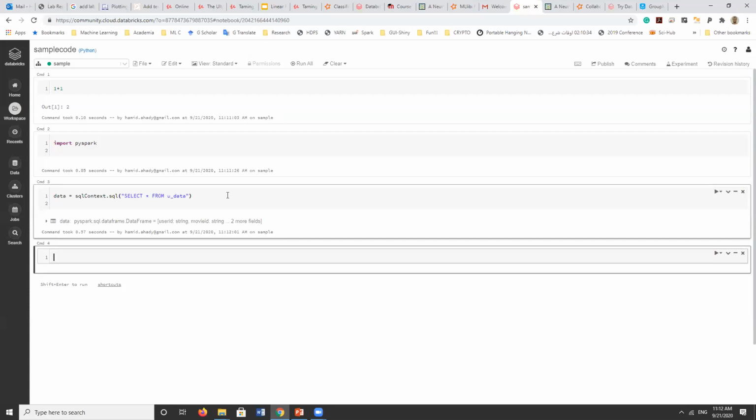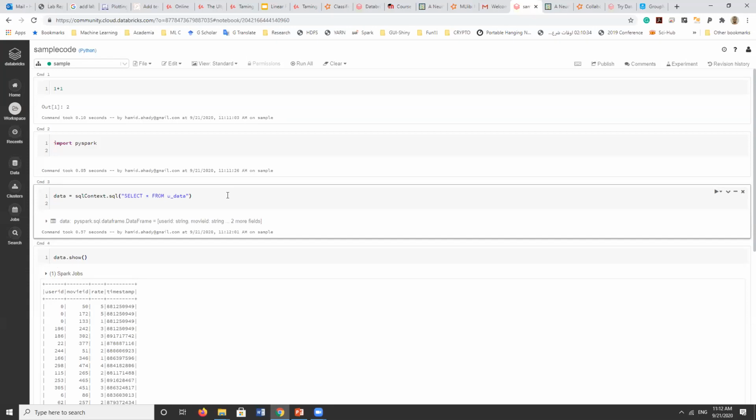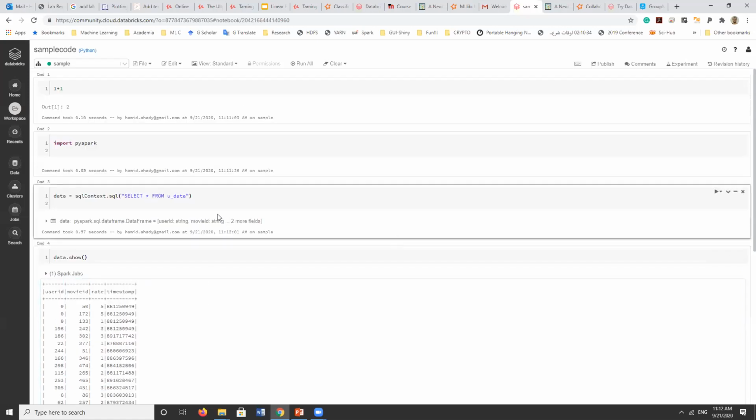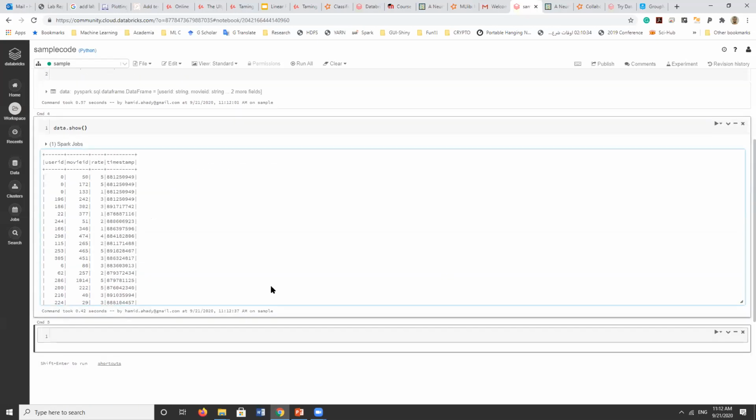For example, do you remember how to show the table in your Jupyter Notebook? There are different ways. One of the easiest that I like is data.show. There are so many other ways to show it. As you see, I have user ID, movie ID, because I changed the column name, rate, and timestamp. The remaining is similar to Python. You can use logistic regression, classification, and so on and so forth, which we will talk about later in your next classes.